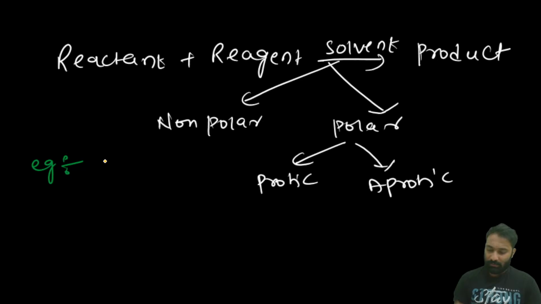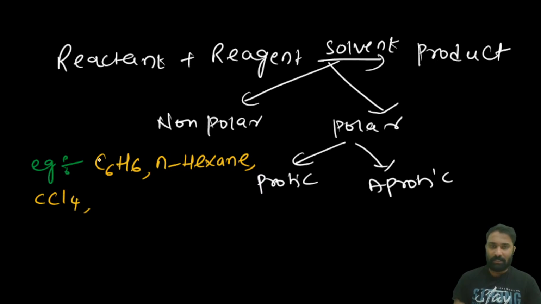Benzene, okay, benzene. Then n-hexane. Then CCl4. Clear? CCl4, n-hexane. Then petrol, kerosene, etc. These are some of the non-polar solvents we are going to use.